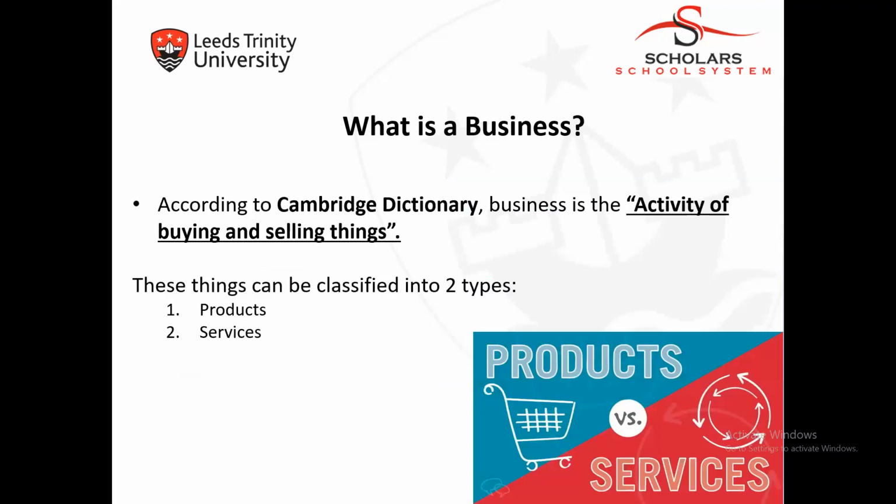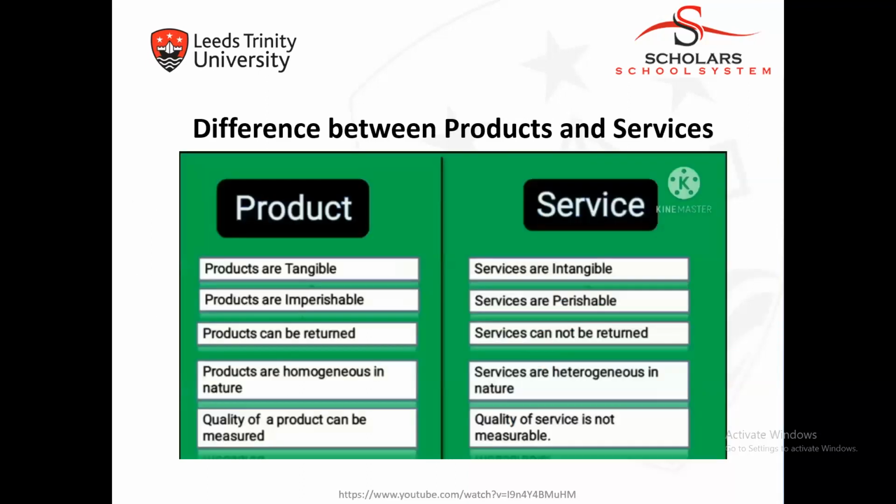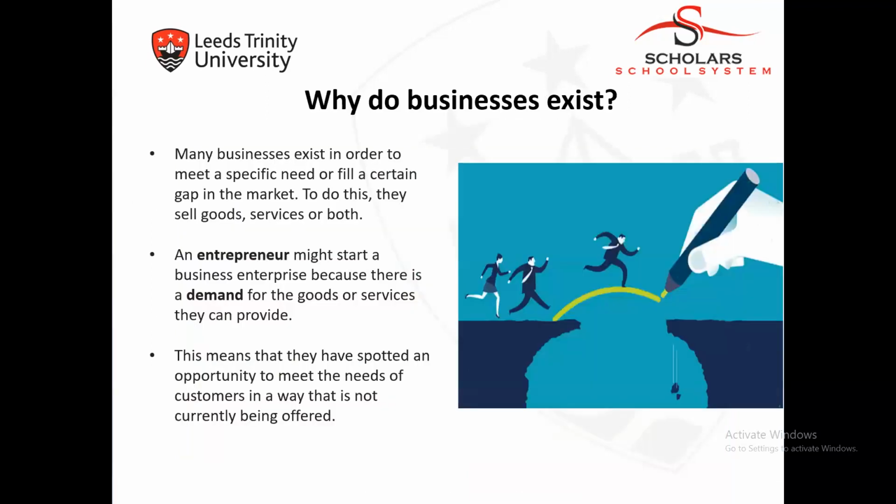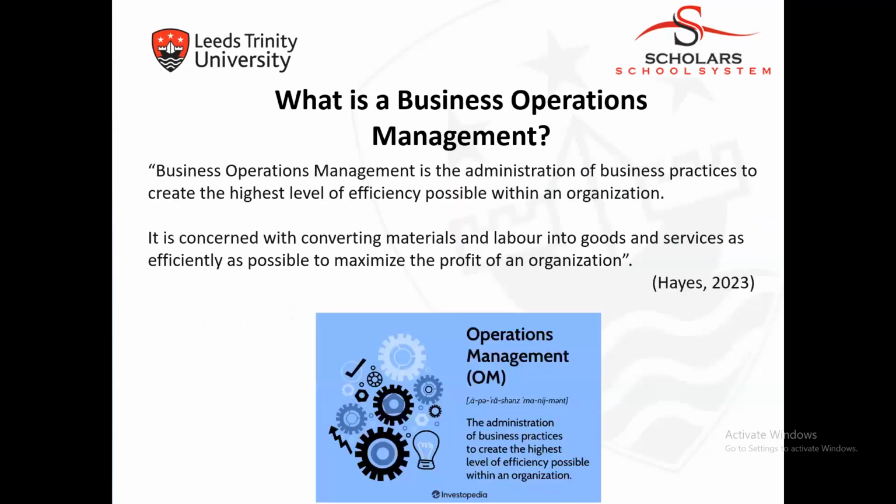And then we discussed some more definitions and the types of businesses and the things that can be done while doing business. So businesses can sell two kinds of things. The first one is products and the second one is services. Then we discussed some differences between product and service. And then we discussed a topic which was why do businesses exist? So we discussed the reasons for the existence of businesses.